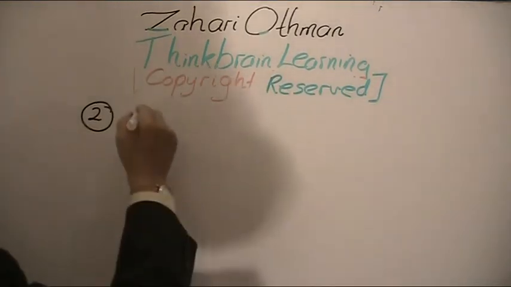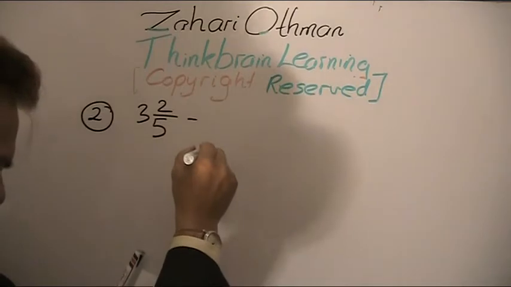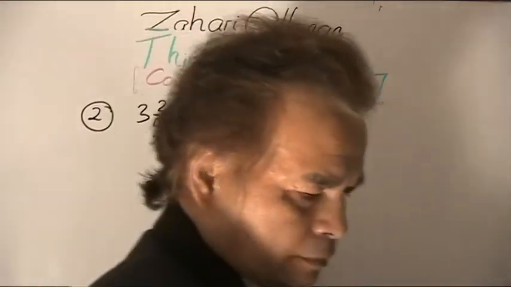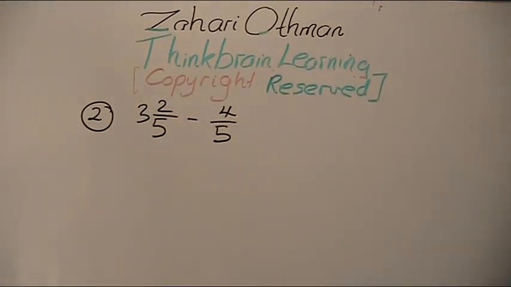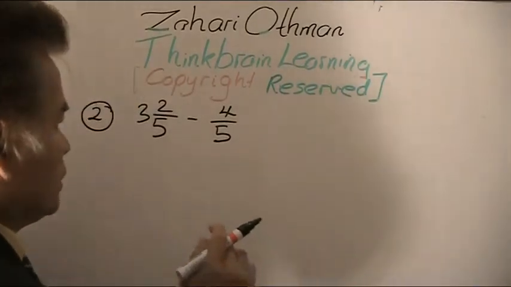Alright, 3 2/5 minus 4/5. Alright. Let's work this out. That will give you what?